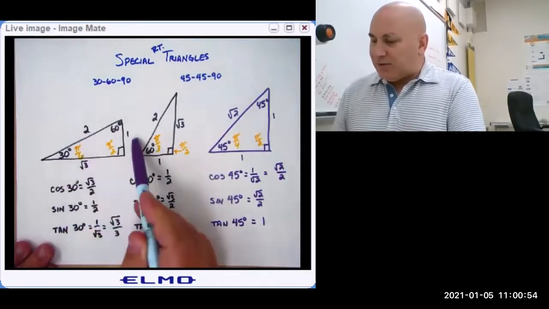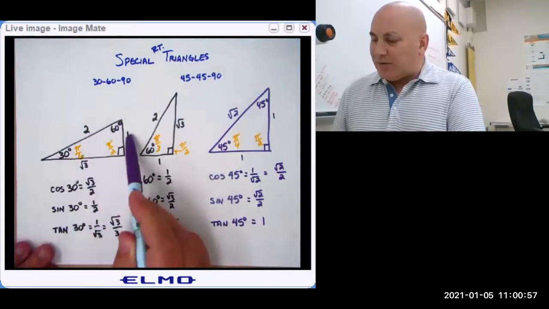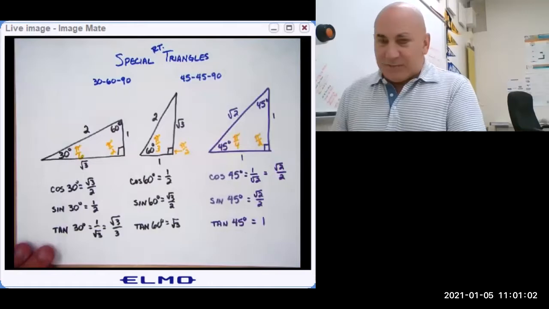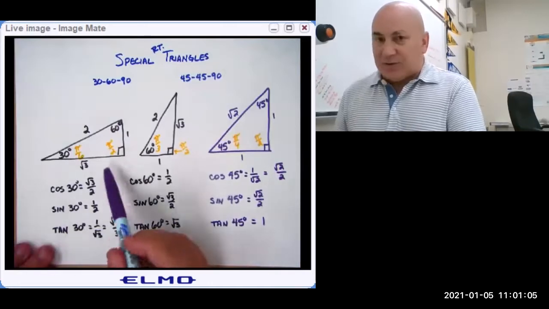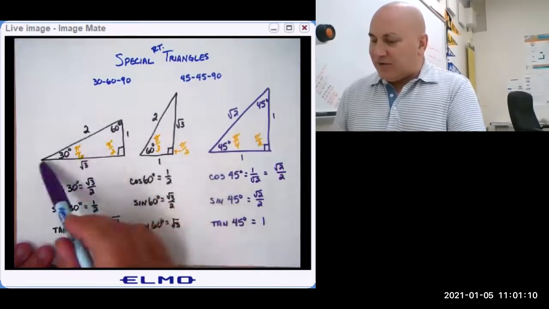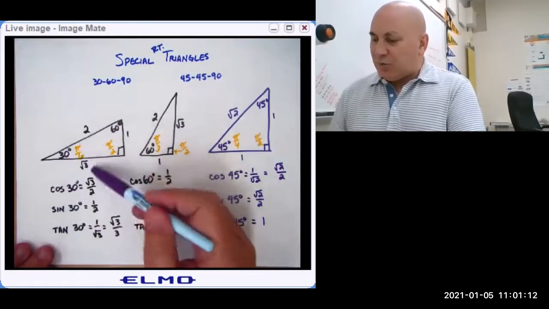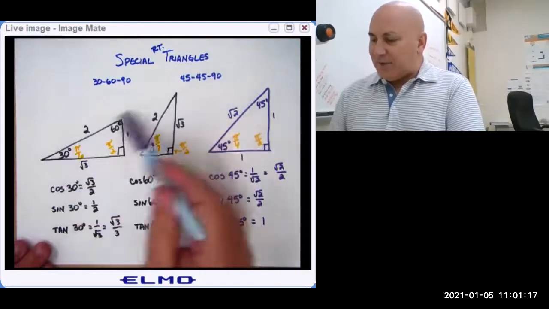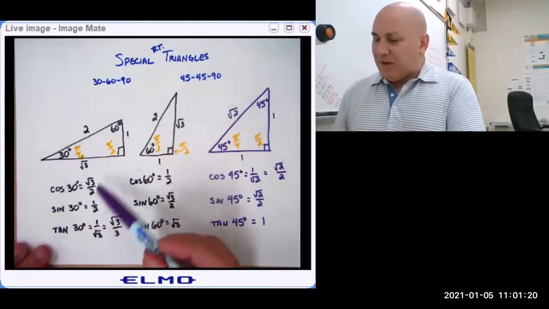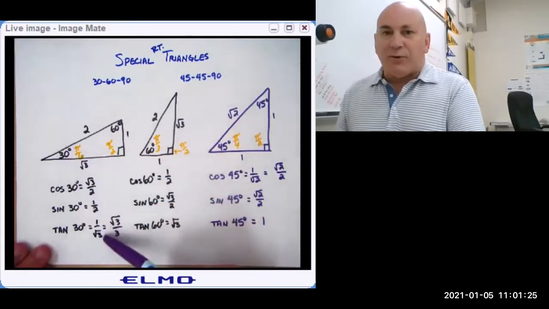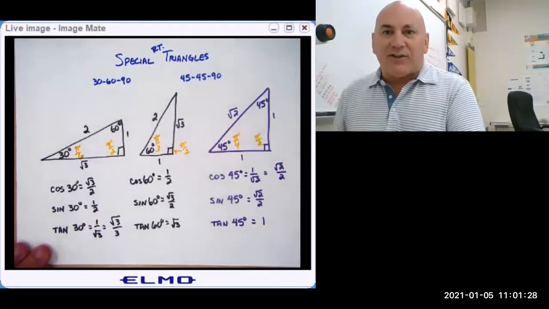And 4 minus 1 is 3, so this side has to be square root of 3. So based on these 30, 60, 90 triangles, no matter how long each of the sides are, the cosine of this will be adjacent over hypotenuse, root 3 over 2. The sine is opposite over hypotenuse, 1/2. And the tangent of 30 degrees would be opposite over adjacent, 1 over root 3. And when we rationalize the denominator, it's root 3 over 3.